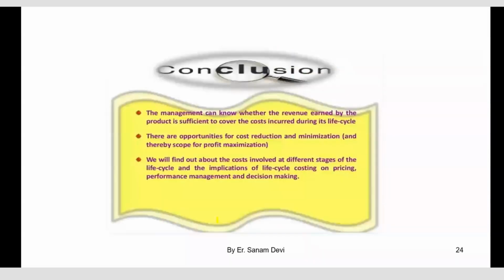Conclusion. The management can know whether the revenue earned by the product is sufficient to cover the cost incurred during its life cycle. Here, the management can decide whether we can get revenue or not. He will take his profit only in the sales stage, because that is where he earns. After that he has to pay for support.